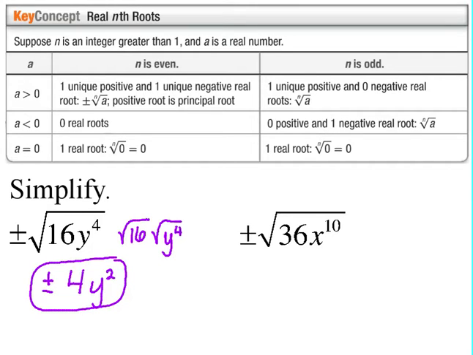So with that in mind, I want you to quickly do the second one for me. The plus or minus square root of 36x to the 10th. So real quick, just jot your answer down.